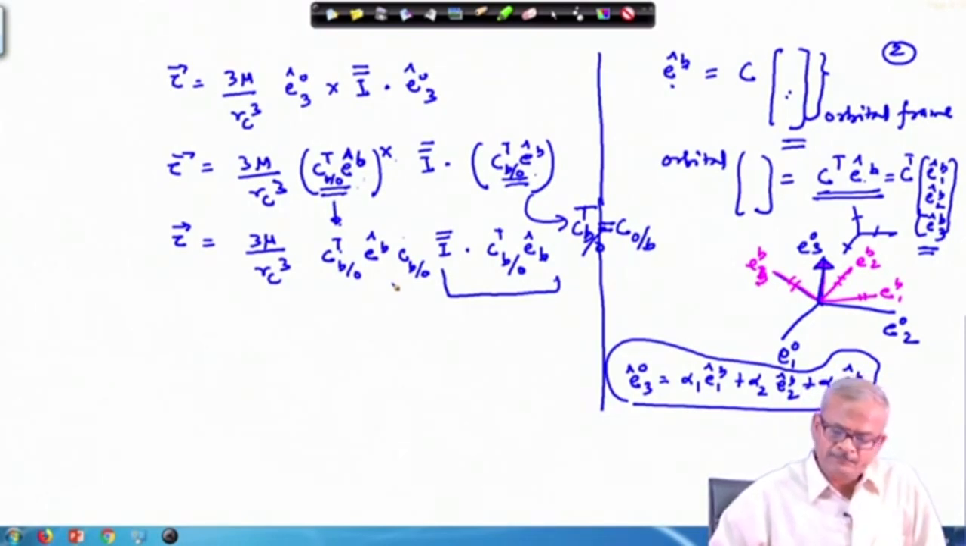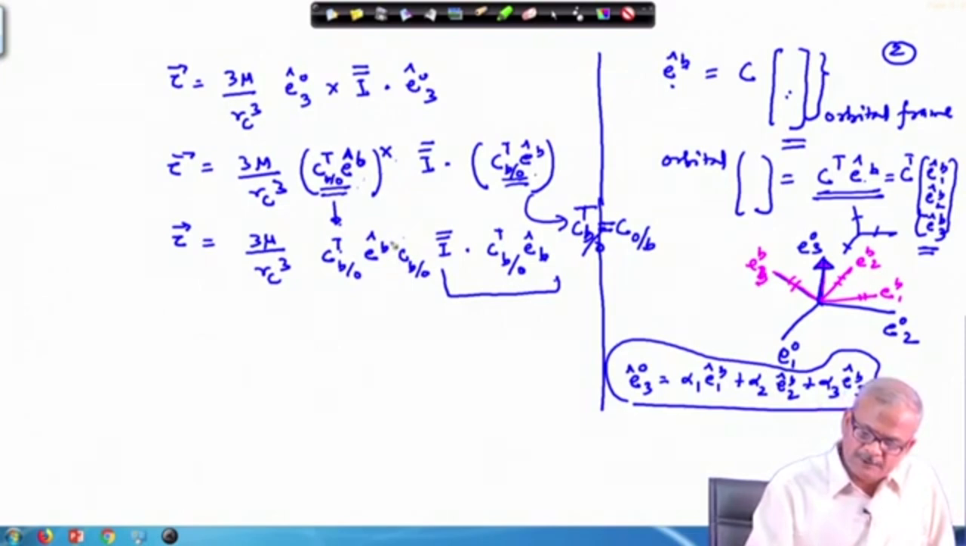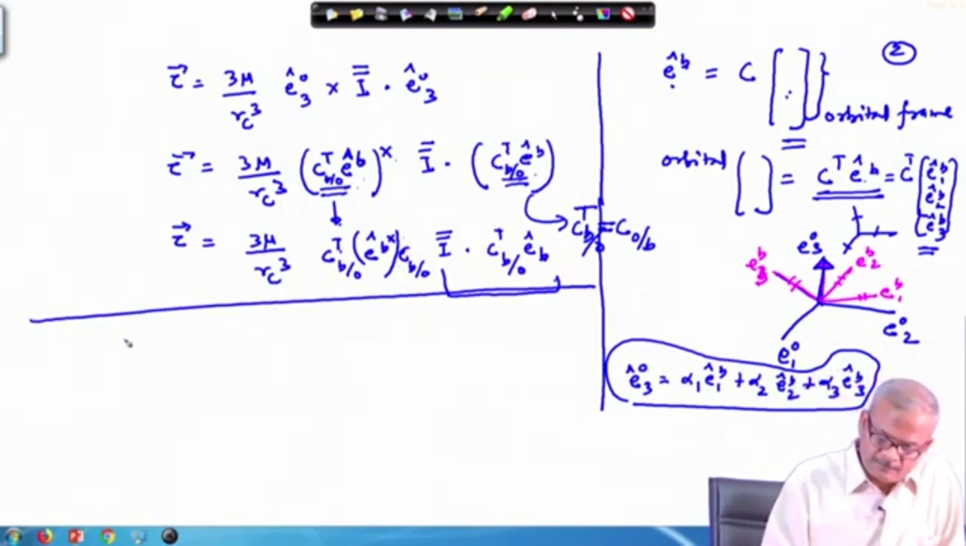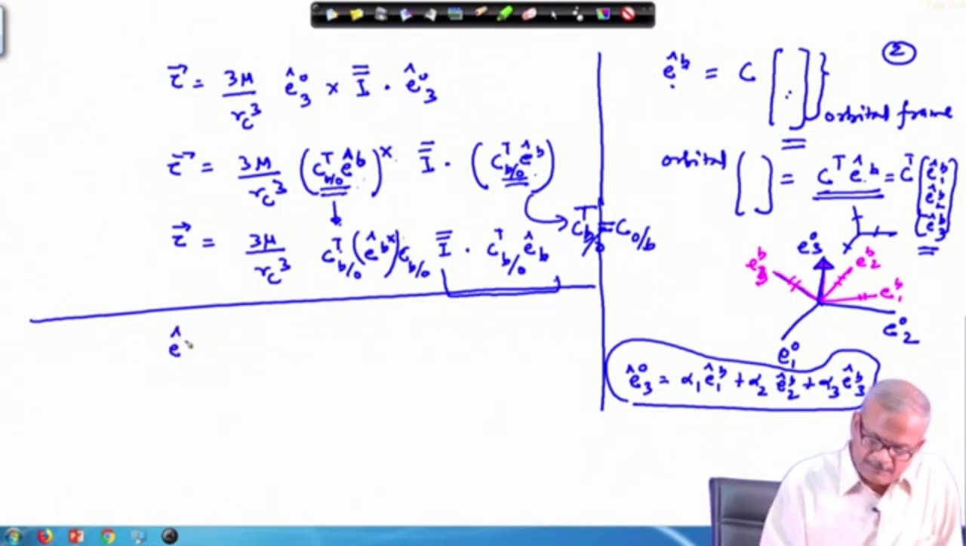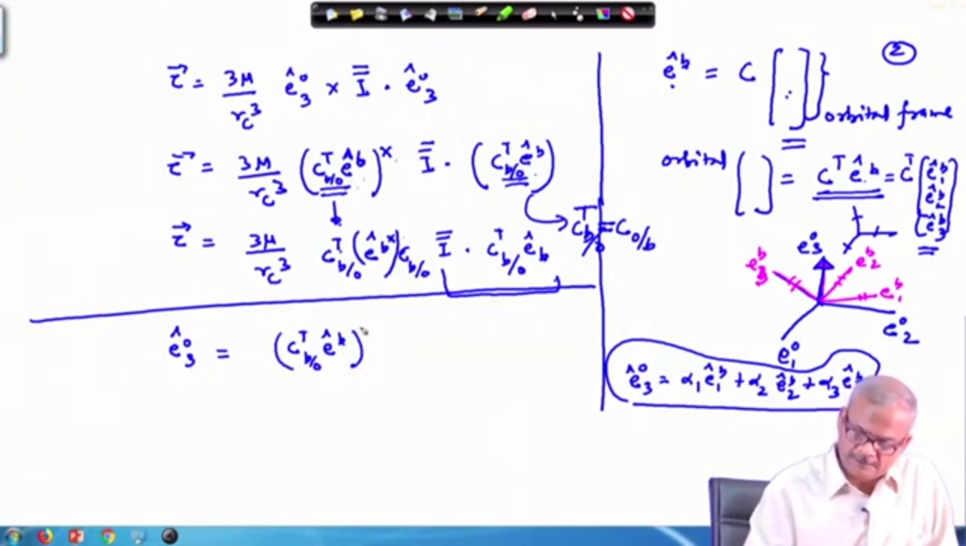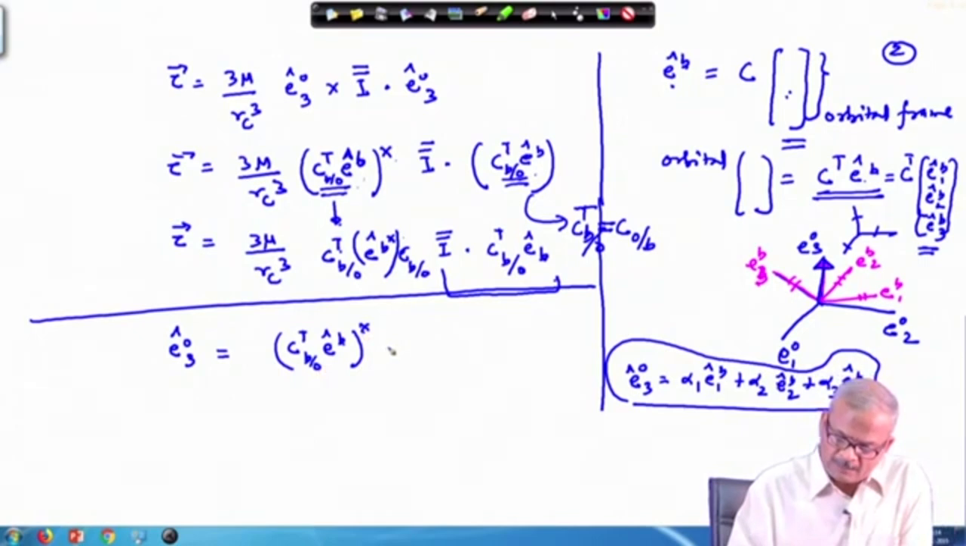Okay, so here we need to put a cross. This is this part. Let me explain this part, and then this part we will prove through the vectrix method. So E cap O3, if we write this as C transpose B slash O E cap B, and then there is a cross.